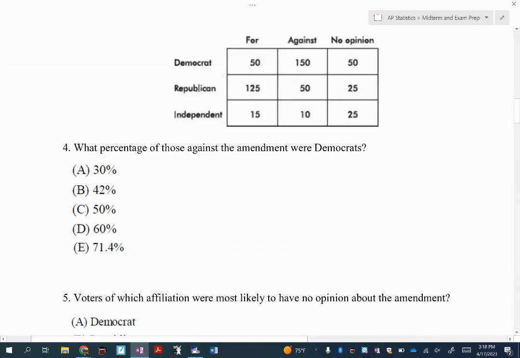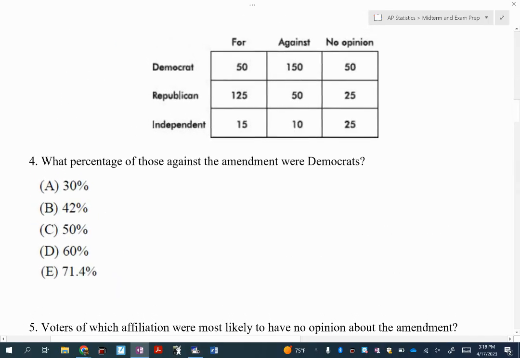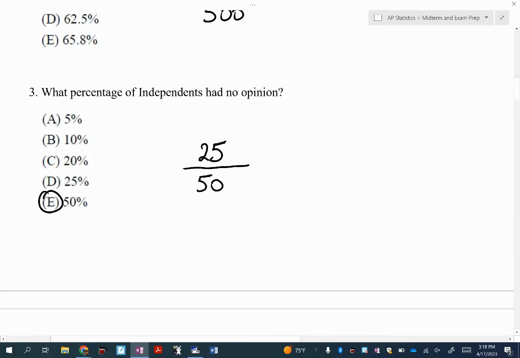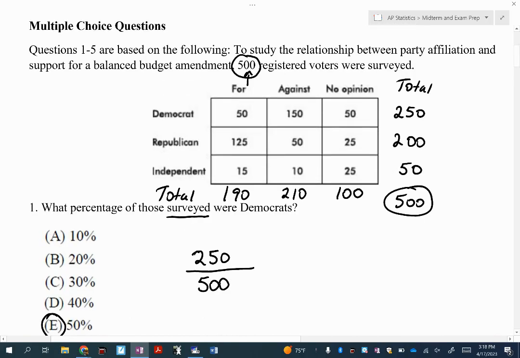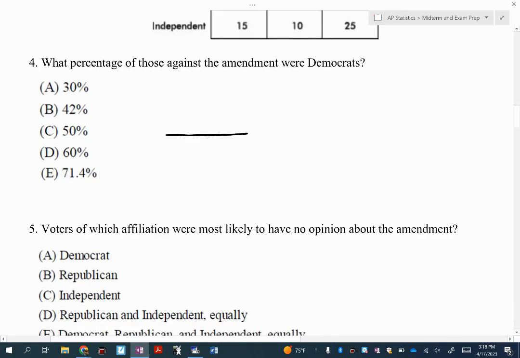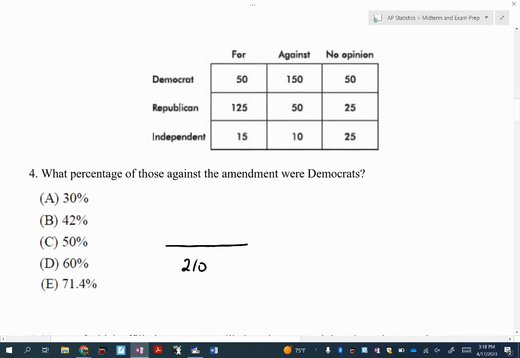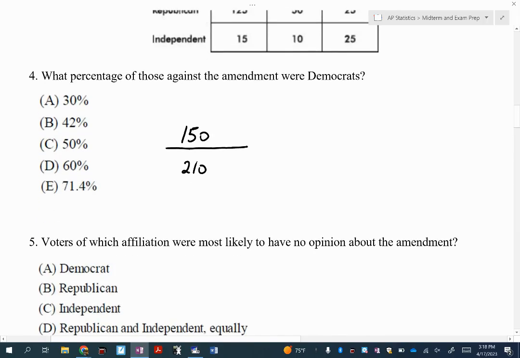All right. Number 4. What percentage of those against the amendment were Democrats? So the first thing I think is, how many are against the amendment? Against. 210. So now I'm just looking at the column for against. This is 210. And it says out of this column, how many were Democrats? 150. So 150 out of 210. I don't know that one.